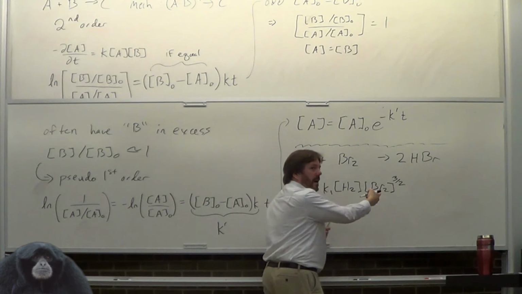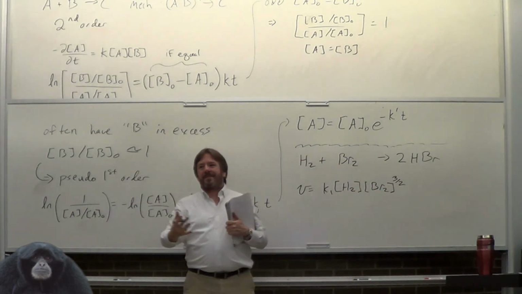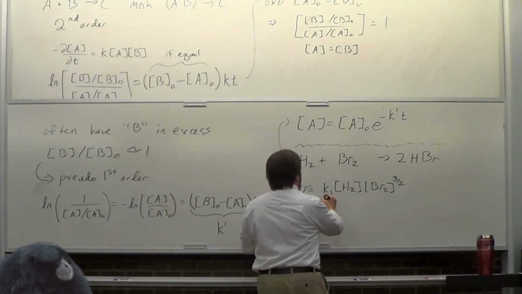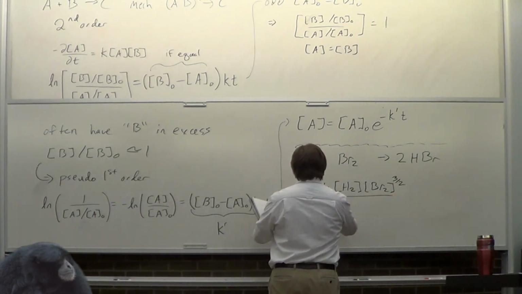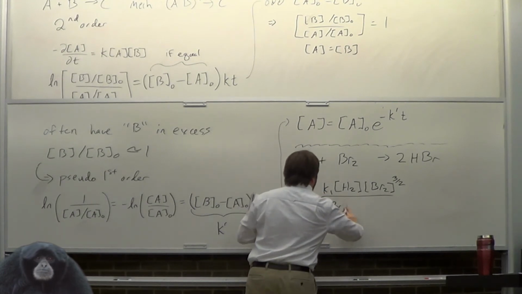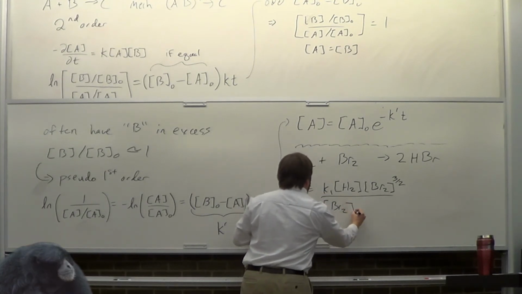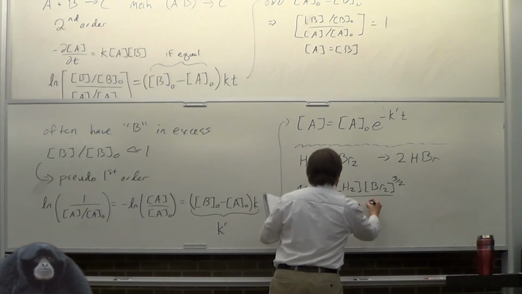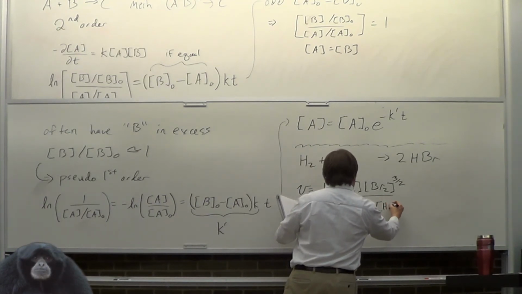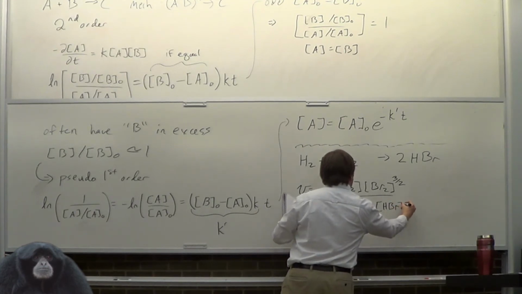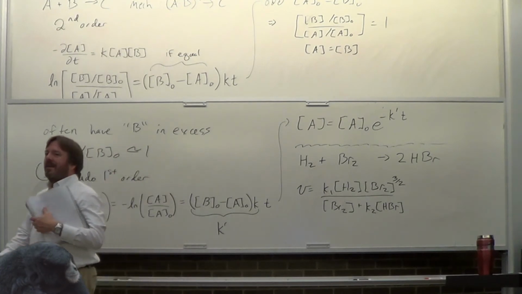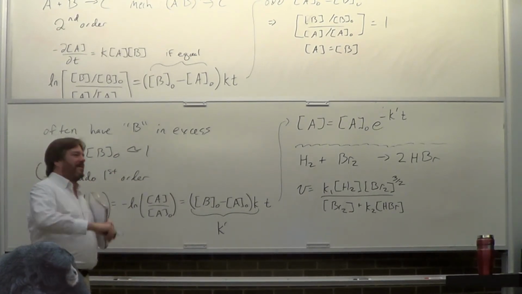Yeah. To the 3 halves. Oh, sorry, let me look at my notes. I'm not done yet. Br2. Plus K2. K2, why not? HBr. The product appears in the rate expression, which should not be happening. What do you get from this?